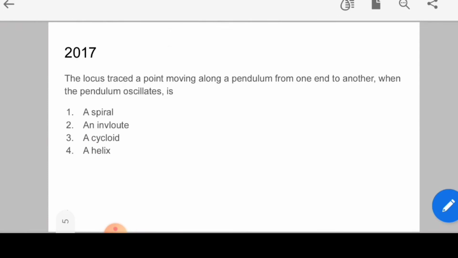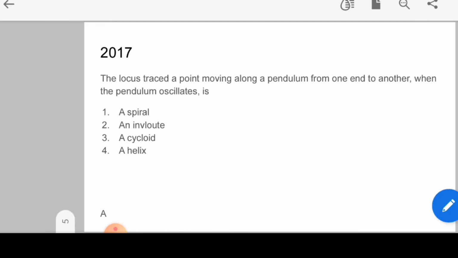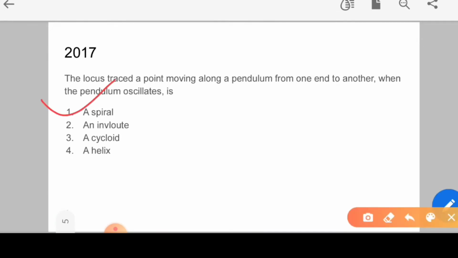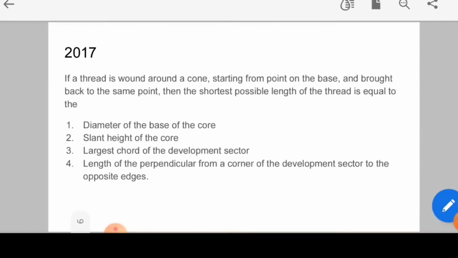Next question is, the locus traced by a point moving along a pendulum from one end to another when the pendulum oscillates is: a spiral, an involute, a cycloid, a helix. Correct answer is a spiral, that is option A.